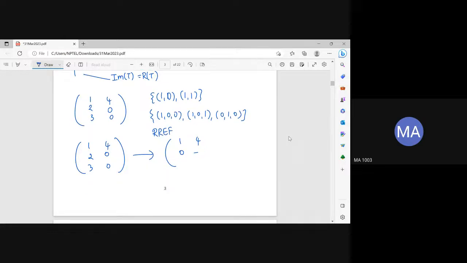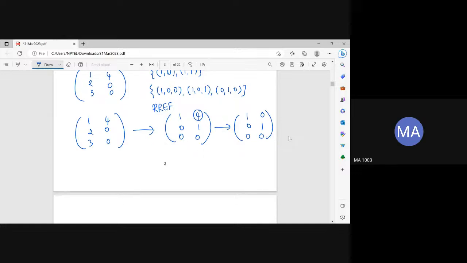So, shall I directly write the RREF for this, or REF at least? This is the REF, right? Yes, ma'am. This is the REF and RREF. Okay, this is going to become something. Okay, let's quickly do that. It will be 0, 1. This one, right? This is the RREF of the matrix.